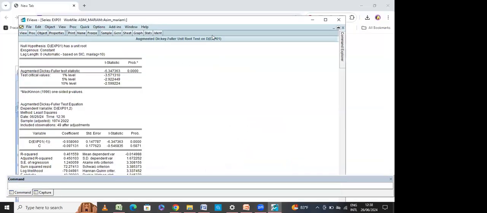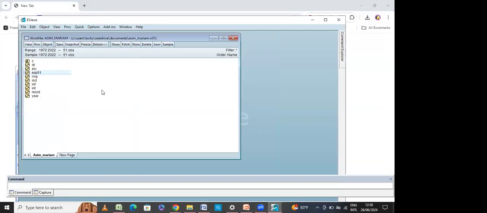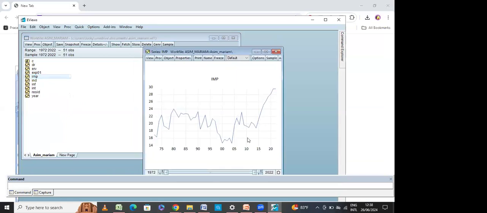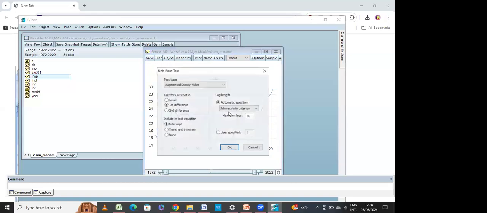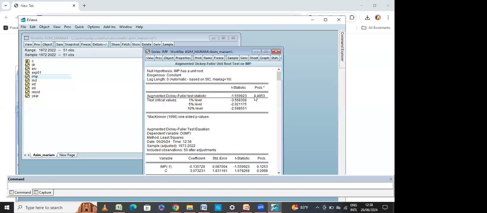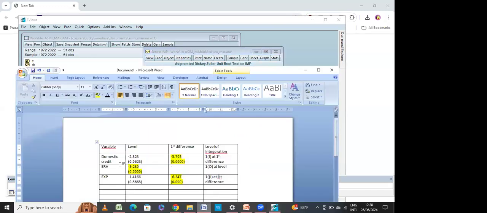I'm not going to calculate all the variables here. I'm just showing because we have less time. I just want to show you. Here you can see even its graph looks like it is in quite a balancing form. So let's check the level of integration with respect to its unit root at level.